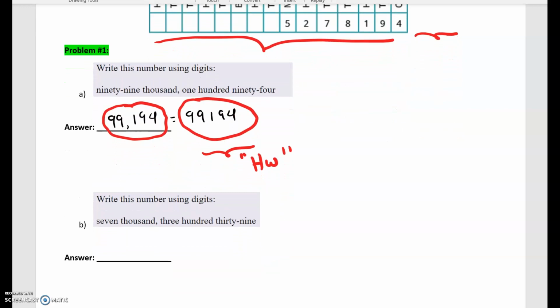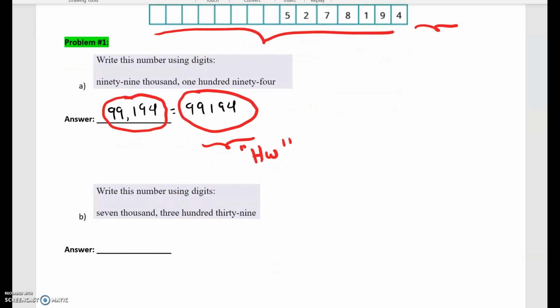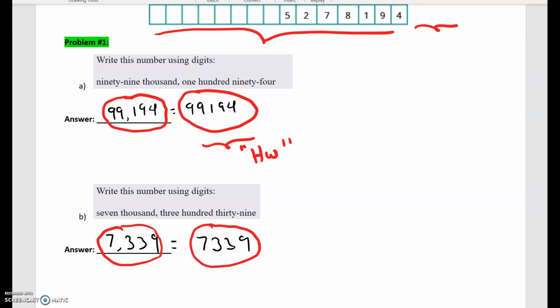So let's take a look at the second problem. Please take a second and read it. This one just says 7,000. So I'm just going to write it 7,000, comma 339. Technically that's fine, and I'll just remove the comma for the homework: 7339. Once again, both of these are perfectly fine answers, but the homework assignments are not going to want the comma.